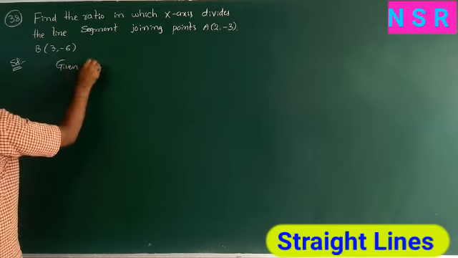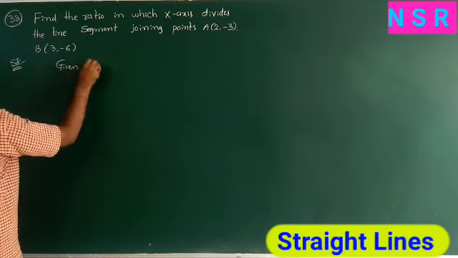Here y1 value is minus 3, y2 value is minus 6. Substitute: minus of minus 3 is to minus 6. So minus into minus gives plus 3 is to minus 6. 3 ones are 3, 3 twos are 6. So 1 is to minus 2. So this is the ratio in which the line segment joining the points A and B is divided.